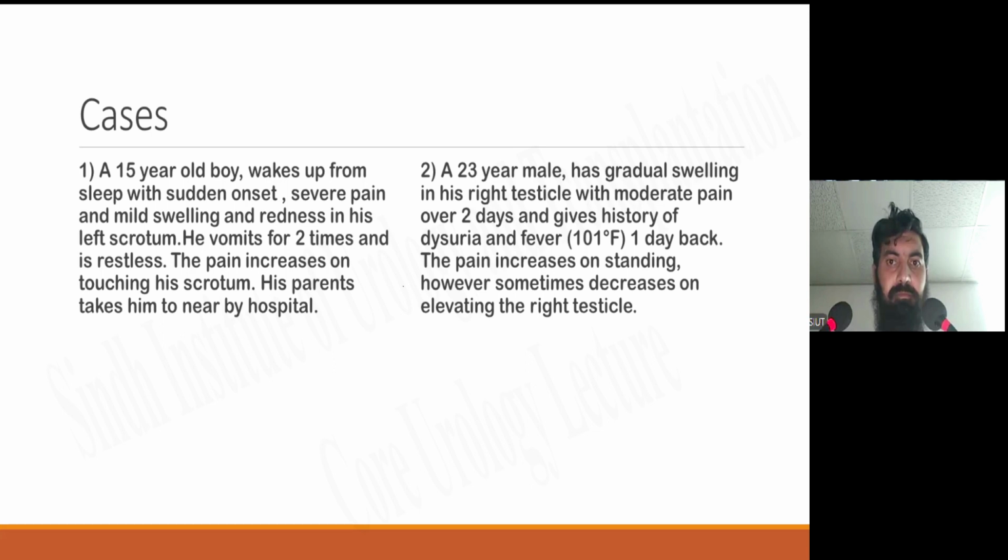The second scenario is a 23-year-old male. He has gradual swelling of his right testis with moderate pain over 2 days, and gives a history of dysuria and fever. One day back, the pain increases when standing, however, it sometimes decreases on elevating the right testis. So, what is the diagnosis here?